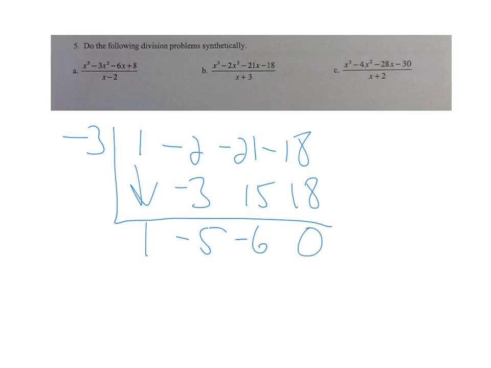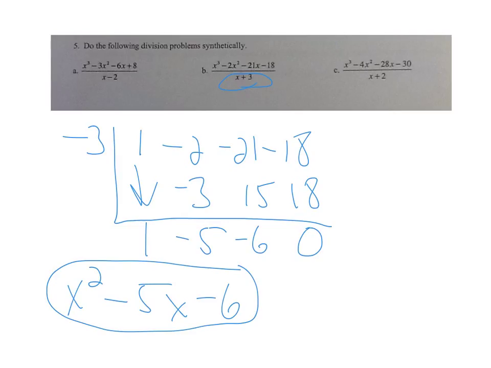I get a remainder of 0, which is good. That tells me that x plus 3 is a factor of that. So to get the quotient, I'm going to write 1x squared minus 5x minus 6. That's the quotient with a remainder of 0. If you want, you could write 0 over x plus 3. So try this next one.